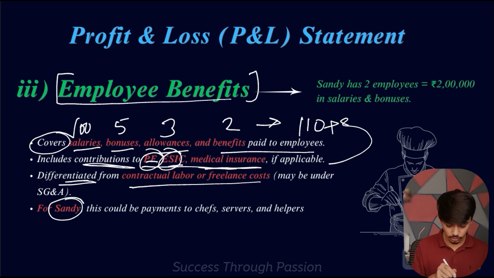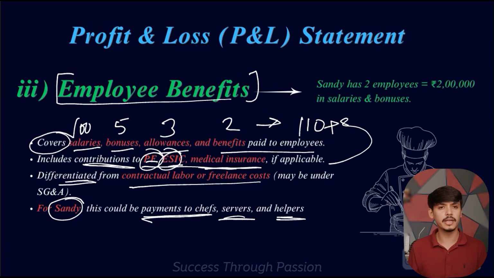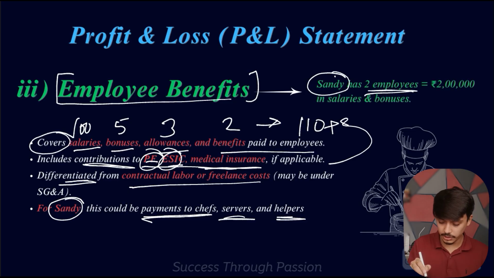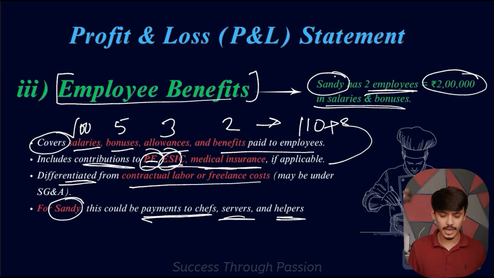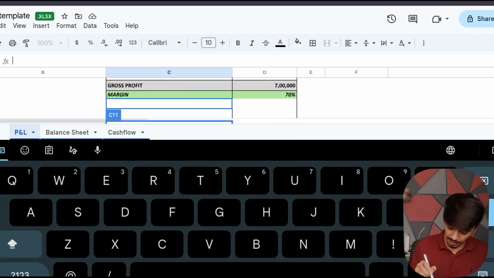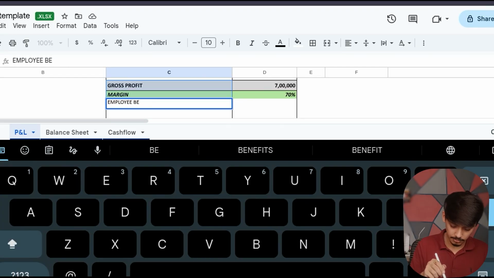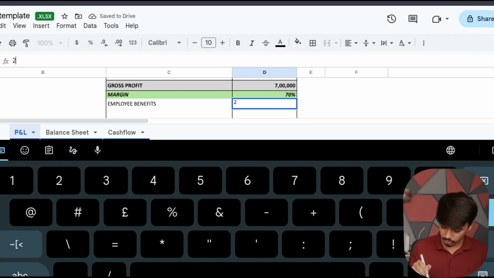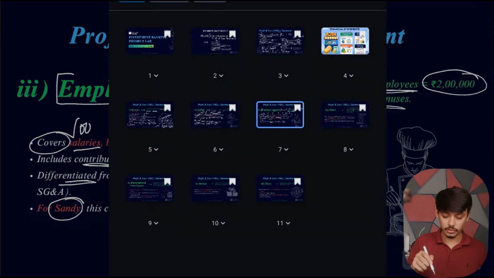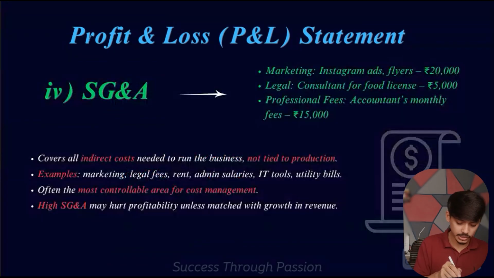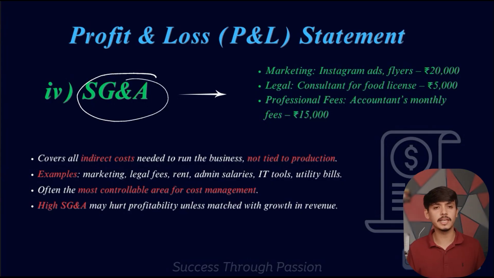For Sandy's company, this could be payments to chef, servers or helpers which they have on a full-time basis in the company. So over here we have mentioned Sandy has two employees for which he is paying 2 lakh in salaries and bonuses. So we will plug in this 2 lakh rupees as employee benefits below the gross profit as the first operating expense of the company. So back to the model, now we have employee benefits that we are paying at rupees 2 lakh to employees in the company. So the next element of operating expenses is SG&A, that is selling, general and administration.